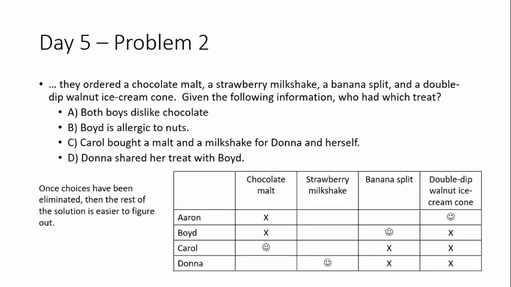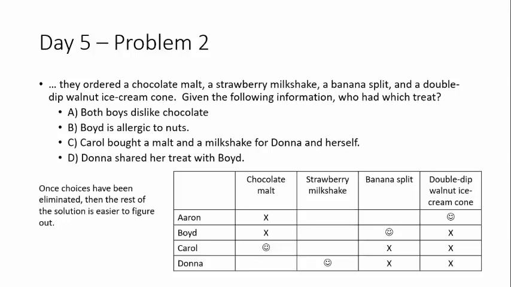After we've eliminated things that the students cannot have, we can start looking at what's left, and it's a lot easier to figure out what the solution is. There's only one person who could get the double dip ice cream cone. That would be Aaron. Since the girls had the chocolate malt and the strawberry milkshake, then that means Boyd would have had to have the banana split.